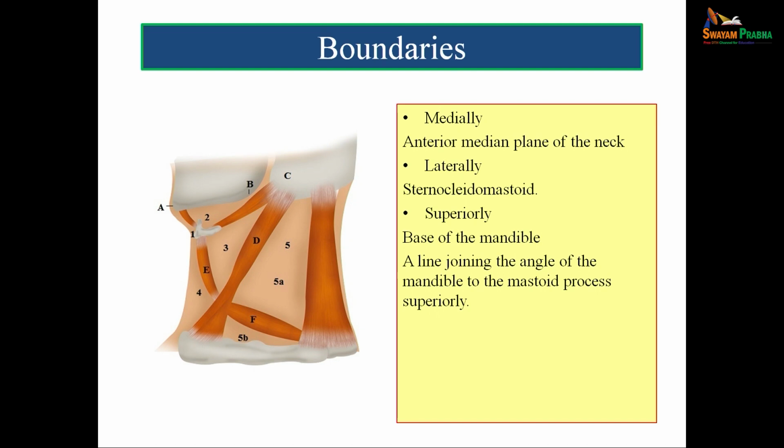The boundaries of the anterior triangle are shown in this slide. As you can make out, medially it is the anterior median plane of the neck, laterally it is the sternocleidomastoid, and superiorly is the base of the mandible, and also a line joining the angle of the mandible to the mastoid process.